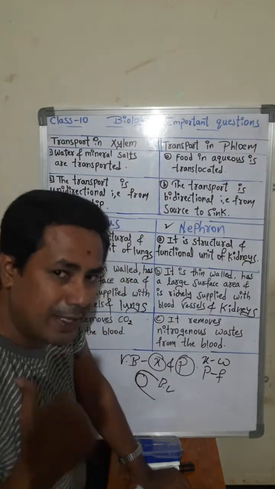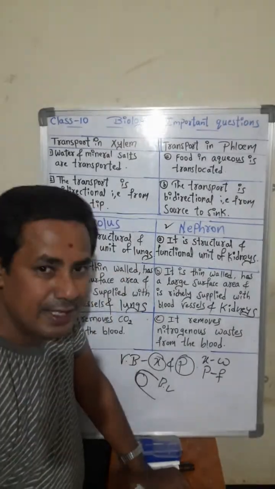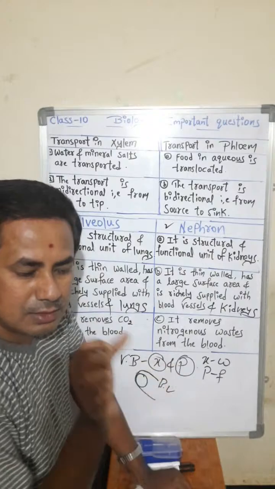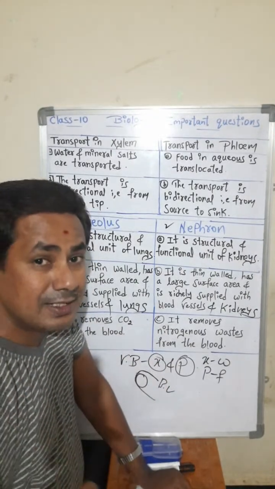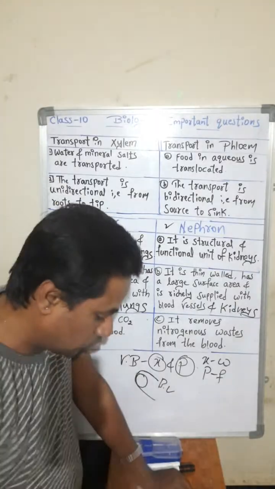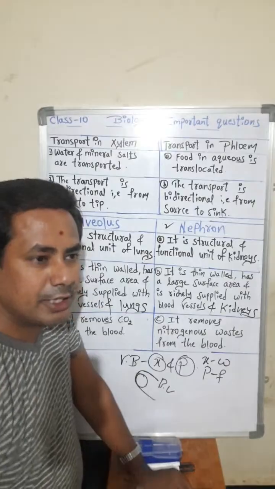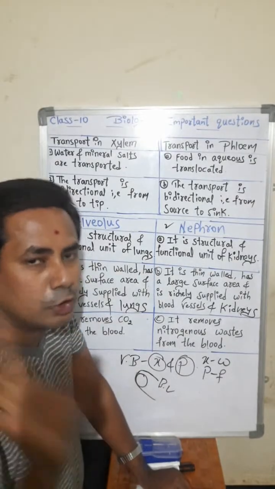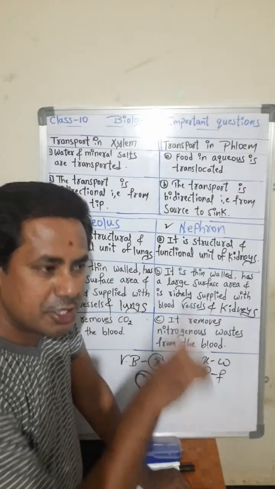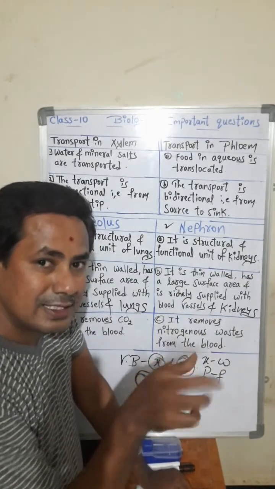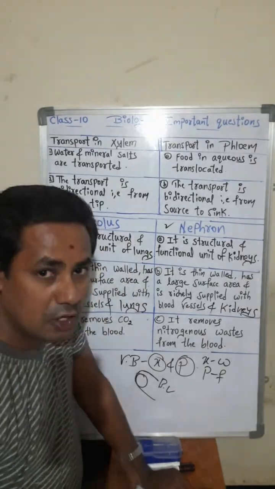Where does aerobic respiration take place? In the mitochondria, inside the cytoplasm of the cell. This is the fourth point. Where does anaerobic respiration take place? In the cytoplasm, inside the cell. But aerobic respiration takes place inside the cell, in the mitochondria. So this is the fourth difference.